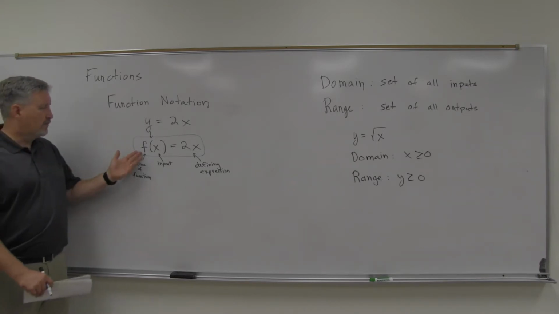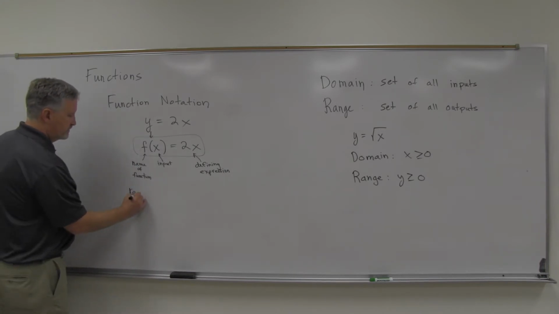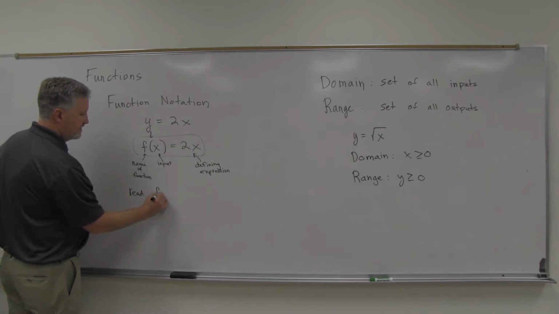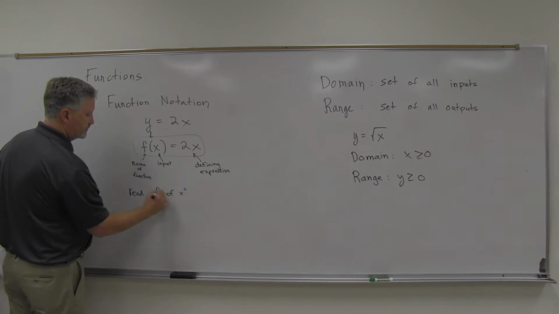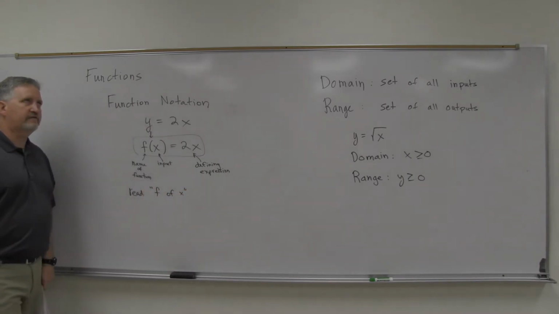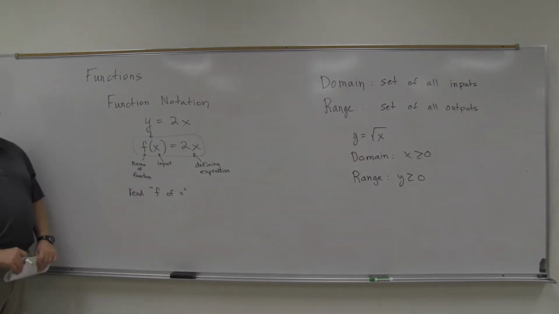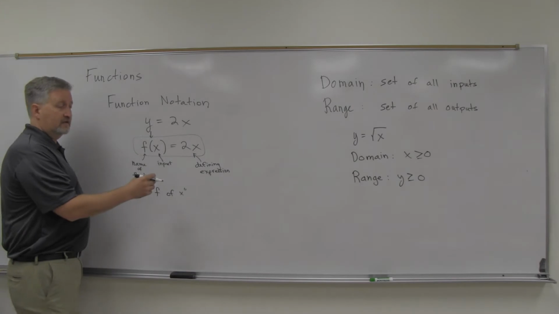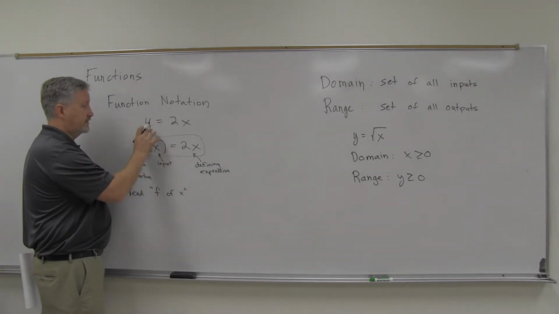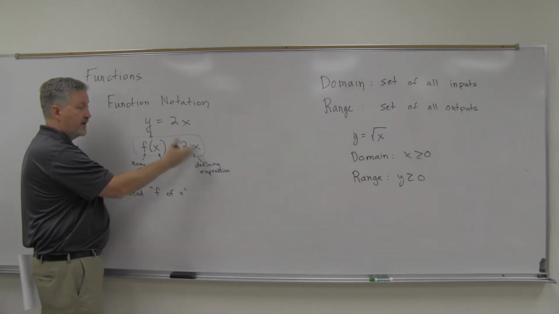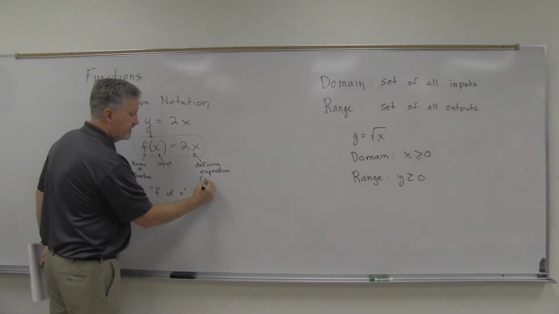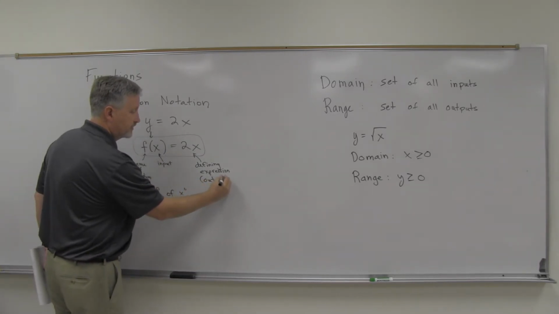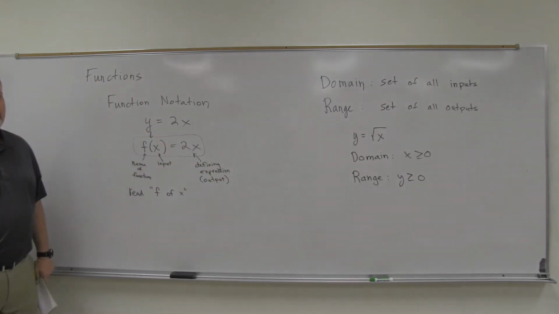Yeah, and the way this is read, generally speaking, is f of x. Can I ask you what the output would be? So the output's the y, right? And in this particular case, the y is equal to 2x. So this is the output, yeah. The defining expression is the output. That's a good question. So that's going to be your output.